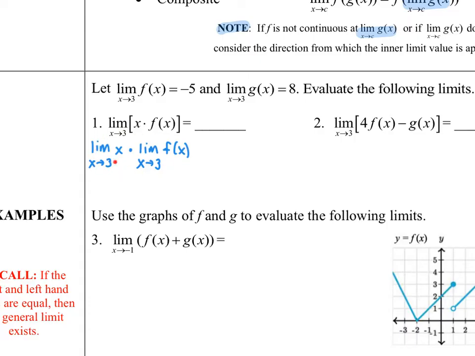And now I can evaluate each one of these limits separately. This first one will just be a direct substitution to evaluate. And for the second part, I know the limit as x approaches 3 of f of x is given right here as being -5. And the product of -5 and 3 is just going to be -15, and that is my answer to the first example. Go ahead and try example 2 here.